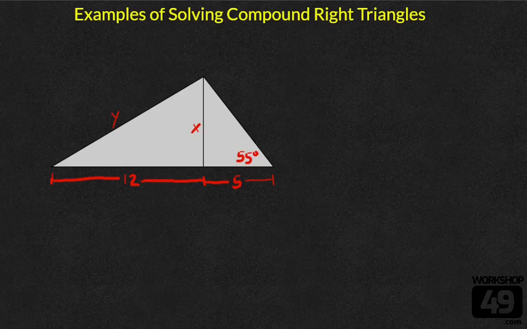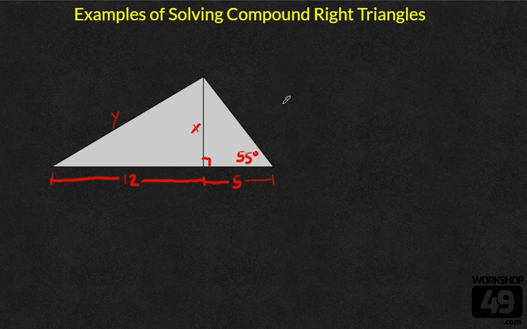Hey everyone! In this video we are going to look through some examples of solving compound right triangles. A compound right triangle just means it's a problem that has more than one right triangle in it. I can go ahead and mark this just so that we know that it's a right triangle, but let's go ahead and get started. In this problem we have two right triangles, one on the right and one on the left, and we've been asked to solve two different unknowns, x and y.